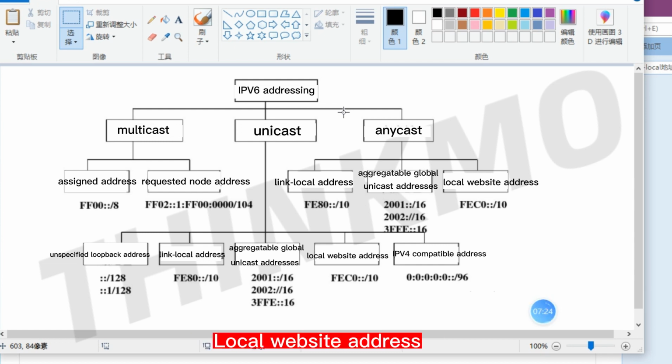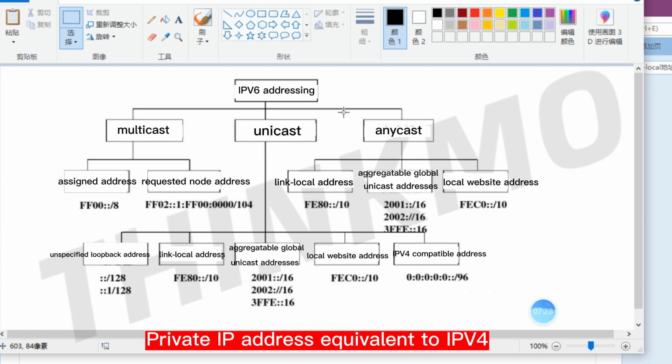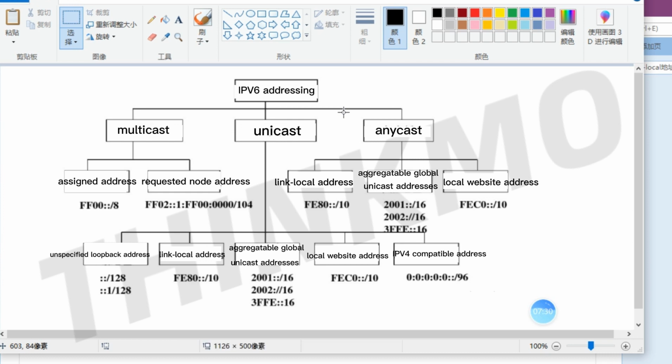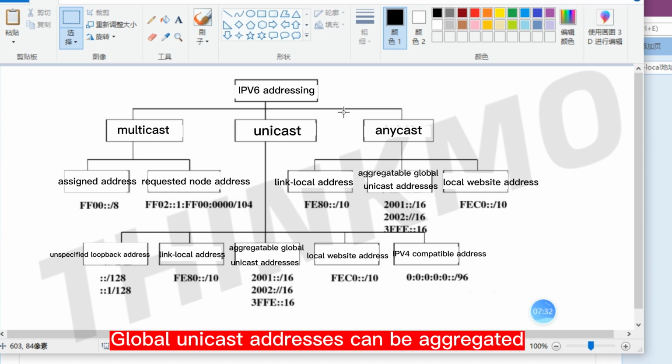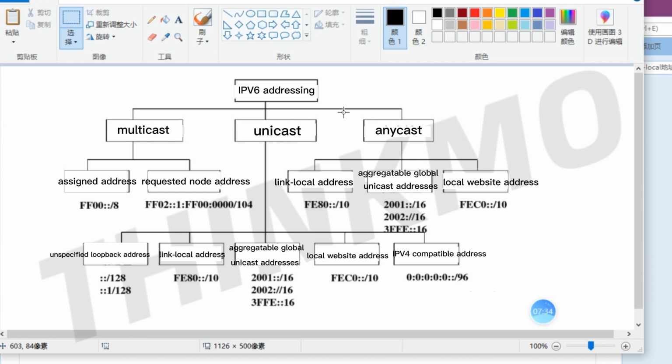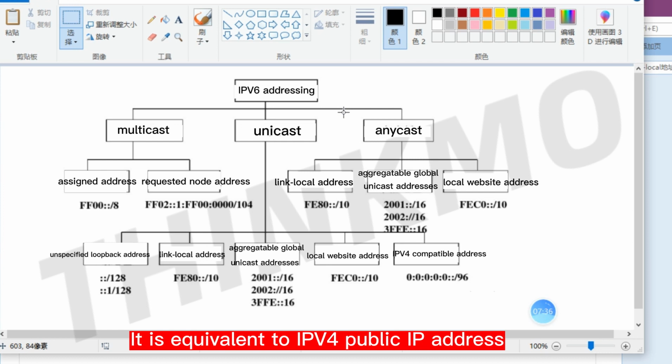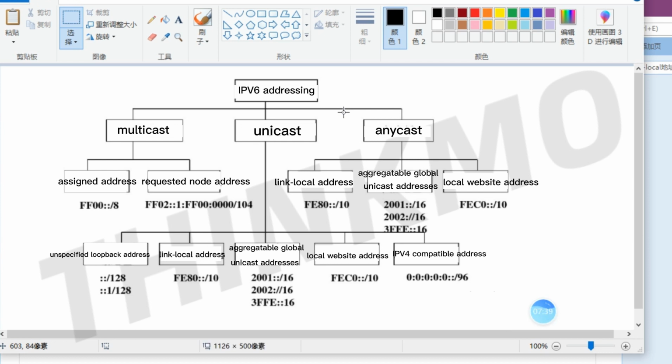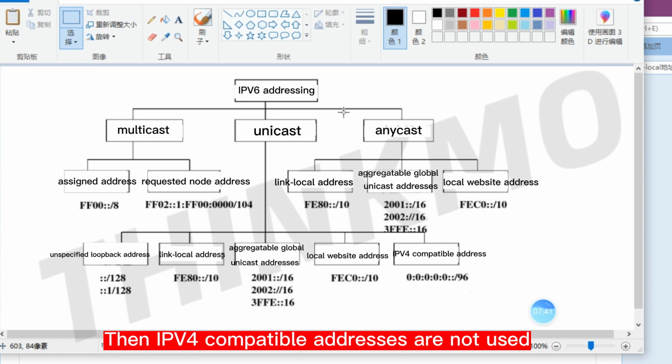Local website address is the unique local address, the private IP address equivalent to IPv4. Global unicast addresses can be aggregated. It is equivalent to an IPv4 public IP address. Then IPv4 compatible addresses are not used, so they don't have a parallel in IPv4.